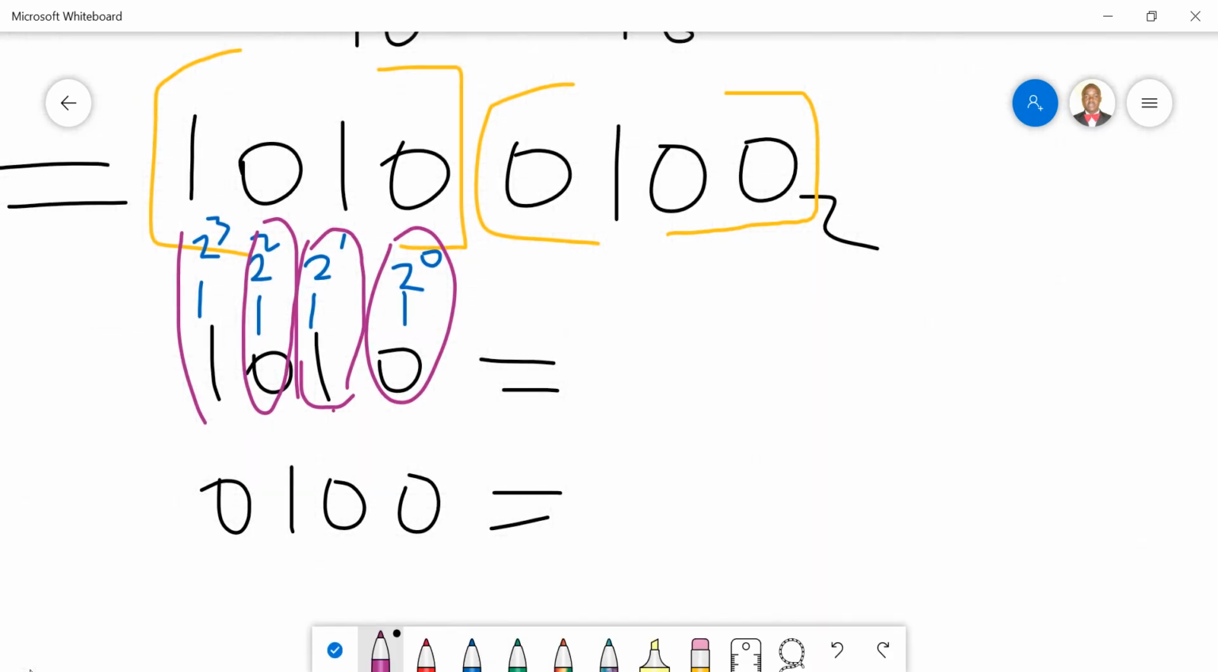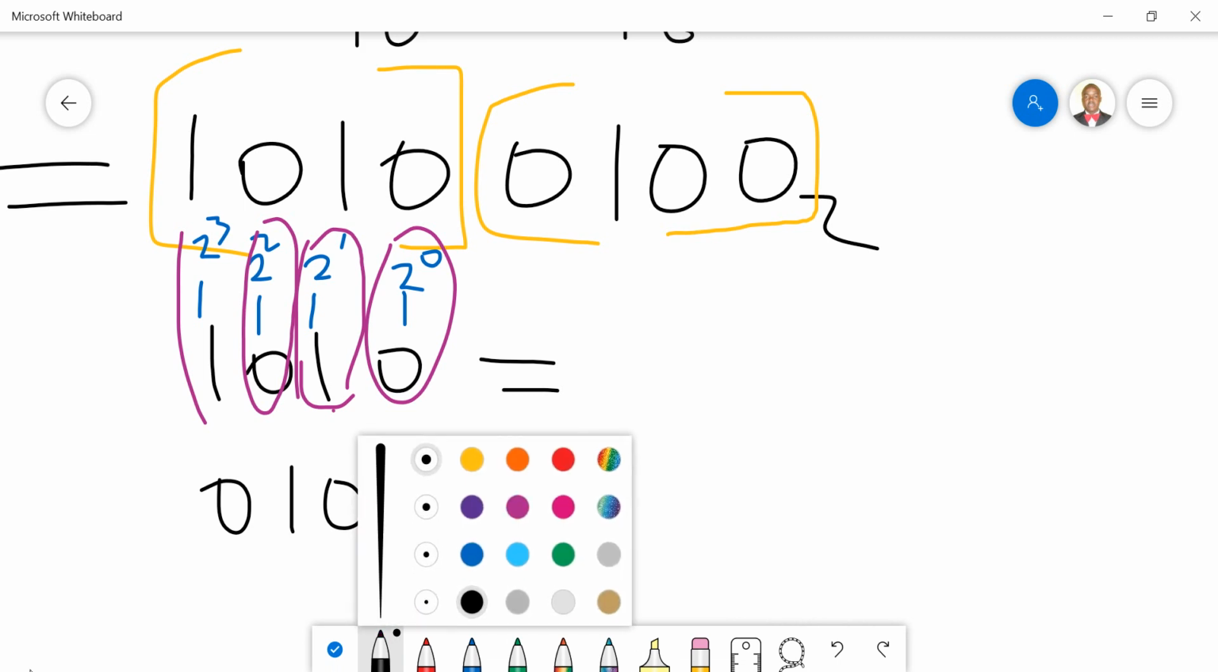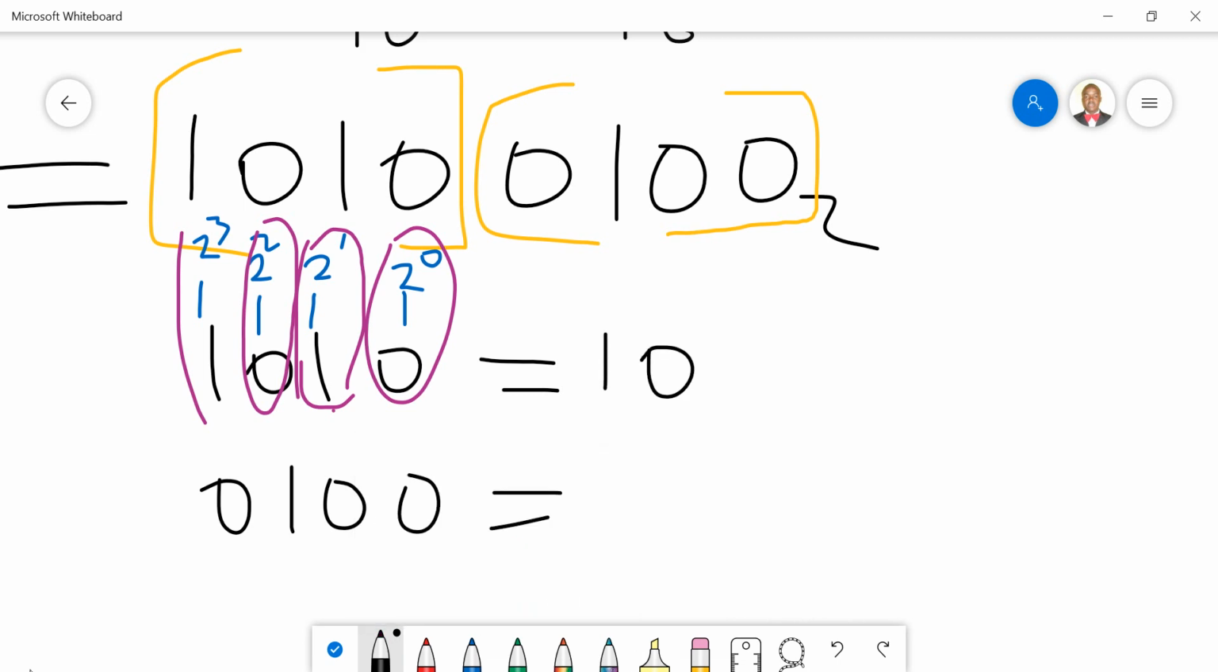So it means that on this part we have 10, and to this one again you do the same. 0 multiplied by 2 is 0, and the other 0 will be 0, and this one will be 1 multiplied by 2 to the power 2, which is 4. So here we have 4. This is when we convert it to base 10, and here is when we convert it to base 10. Remember.